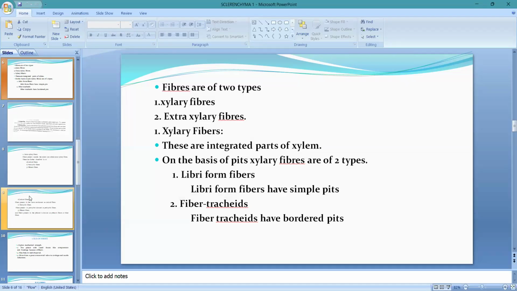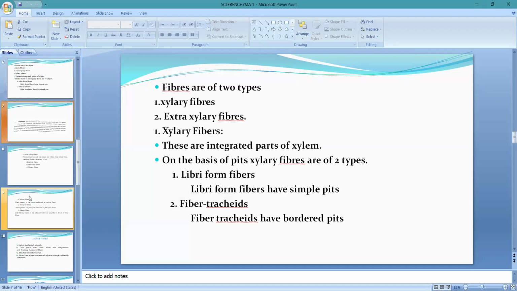The extraxylary fibers are long, spindle shaped with tapering ends. They are usually unbranched. So on the basis of position and on the basis of pits, these fibers are classified. Based on the pits, xylary fibers are of two types: libriform fibers and fiber tracheids. Libriform fibers have simple pits, fiber tracheids have bordered pits.